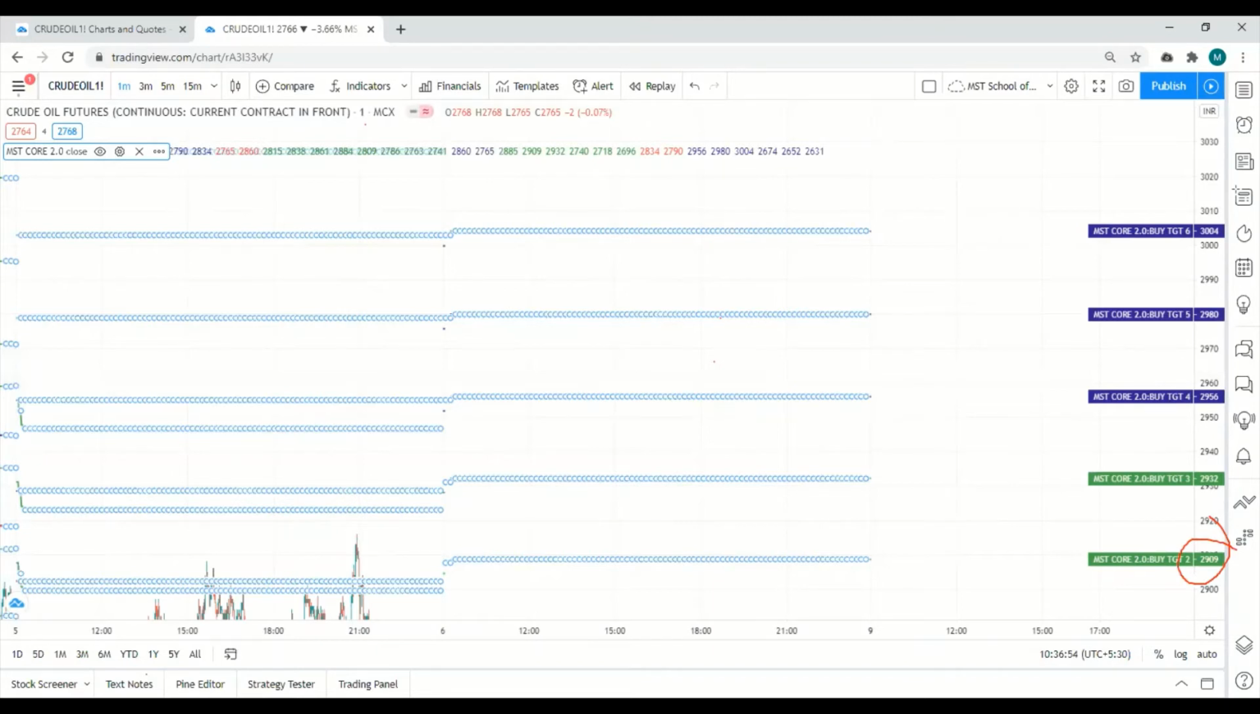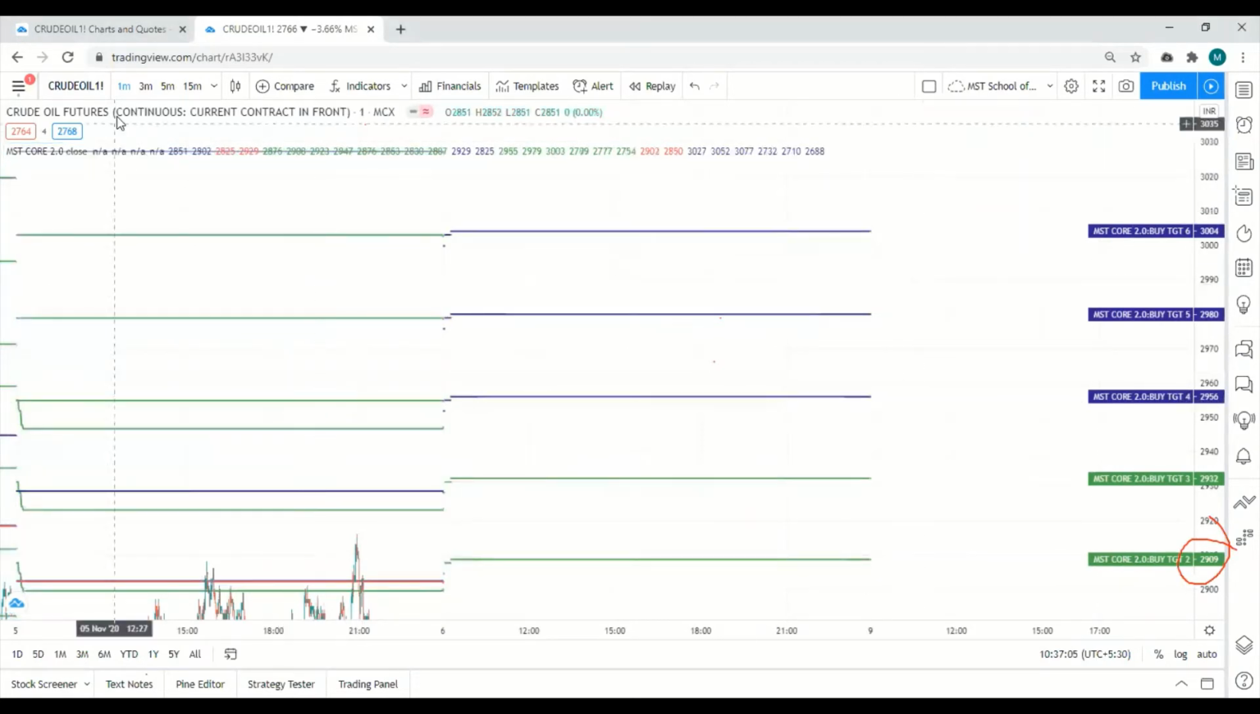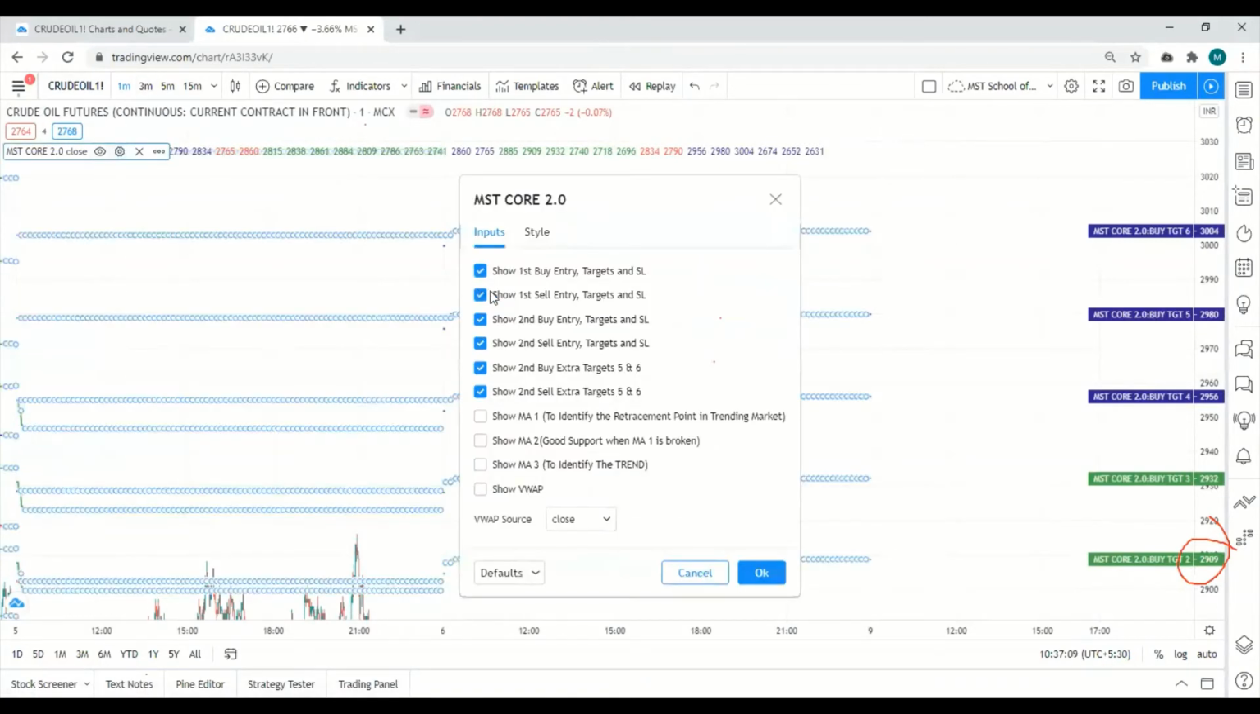Does the higher time frame change levels? 1 or 2 points will be changing. So we are requesting you to keep only to the 1 minute time frame. I will show you yesterday the buy level. First, I will enable the first buy.